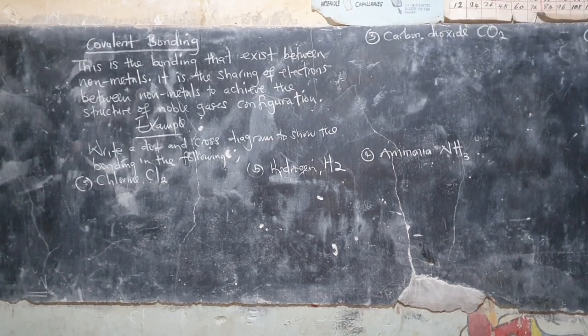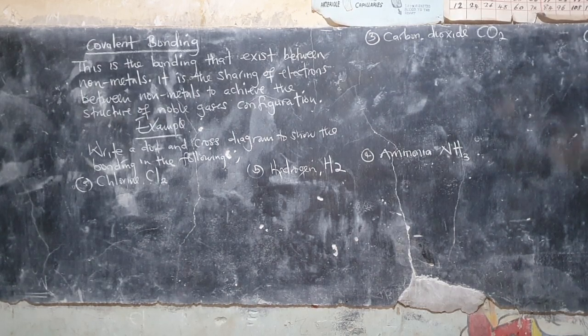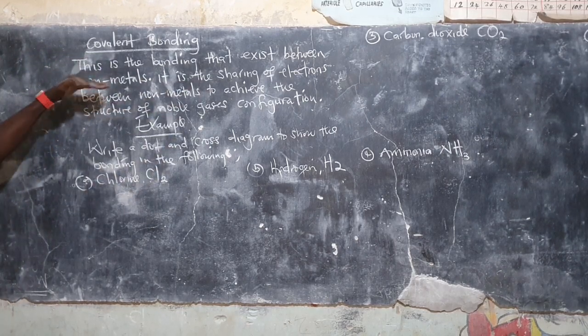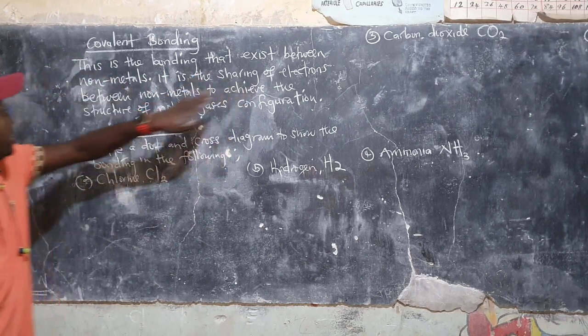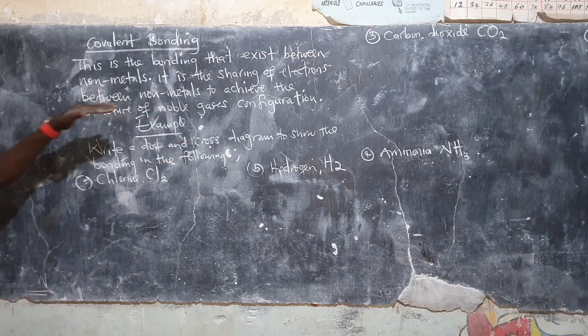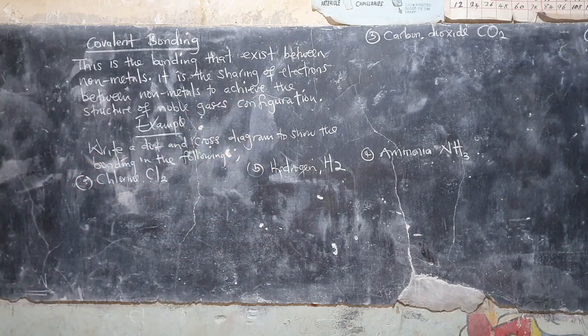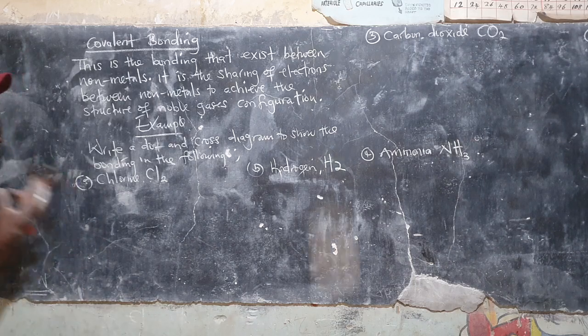All right, so today we start looking at covalent bonding. Covalent bonding is the bonding that exists between non-metals. It is the sharing of electrons between non-metals to achieve the noble gas configuration. Noble gases are stable. Why are they stable? Because they have what you call a full structure.